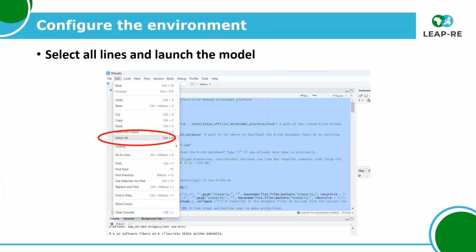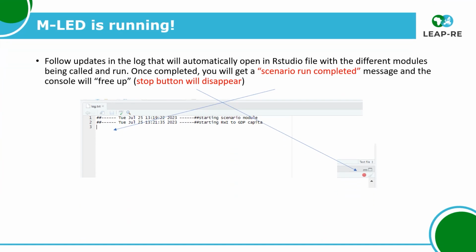After this, the user is required to select all the lines in this script. So basically, as shown here, with Control-A or simply from the Edit menu, select all, so that all the lines of this MLED script are selected. And then simply click on the Run button to initialize a run. In this case, how can we see that MLED is running? Well, besides the fact that the console will be busy, so you will see this red button visualized here that tells us that something is happening.